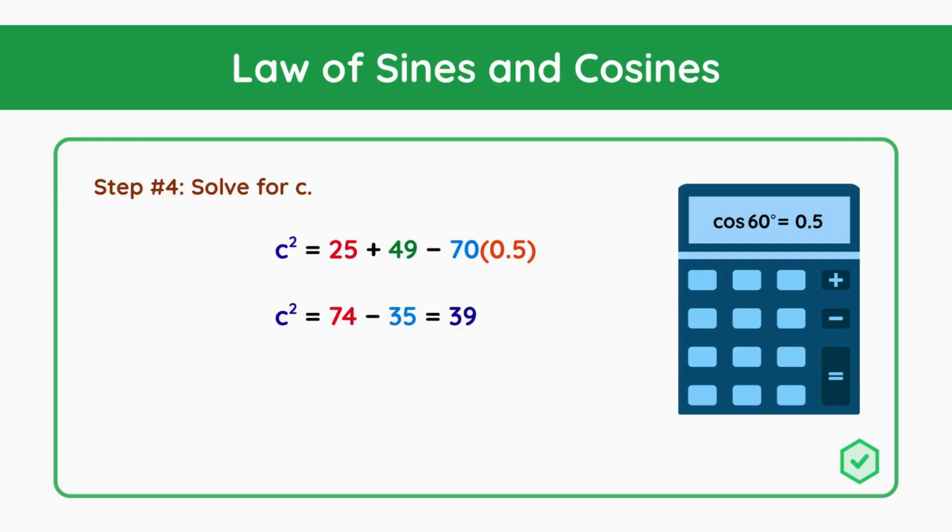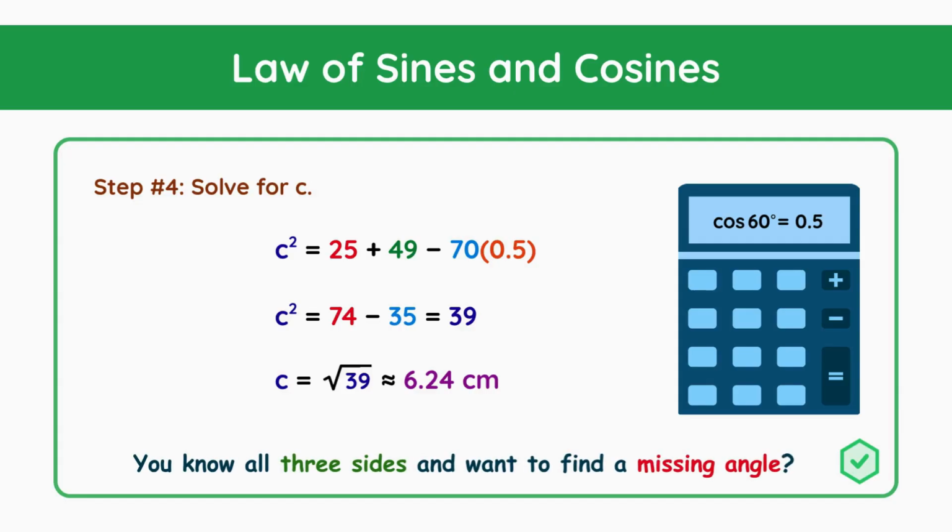Now take the square root of both sides. C equals the square root of 39, which is approximately 6.24 centimeters. So side C is approximately 6.24 centimeters. Now what if you know all three sides and want to find a missing angle? How do we do that? If you know all three sides, we can find an angle using this rearranged version of the cosine rule.